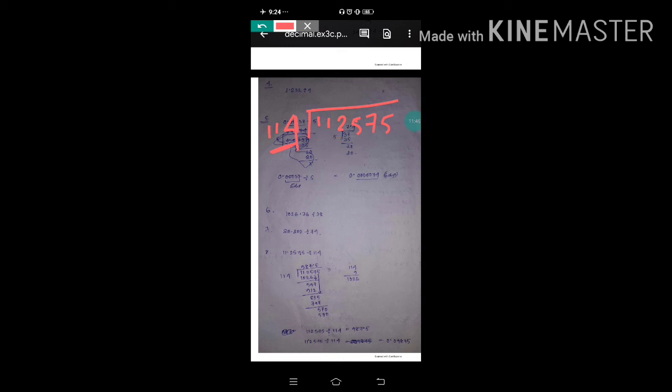So if you multiply 114 by 10 you will get 1140. If you take here 10, then you will get here how much? 1140, but here 1125 is given, so that means again we are getting a bigger number. So that's why you have to take a lesser quotient. So if I take 9, let's try with 9. If you multiply 114 by 9 you will get how much? 1026.